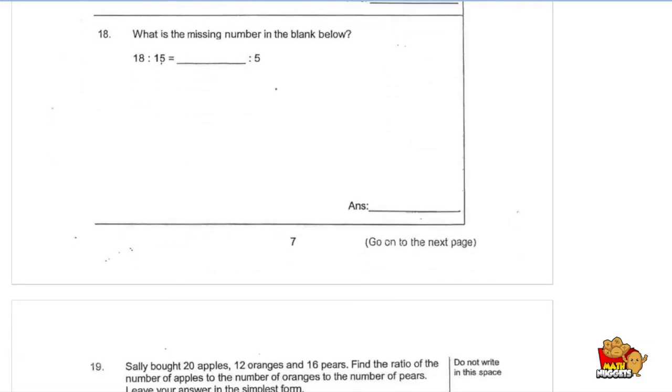Question 18, the missing number for the ratio. Now from 15, how do we get 5? We divide by 3. So you do the same for 18. You also divide by 3 and your answer will be 6.